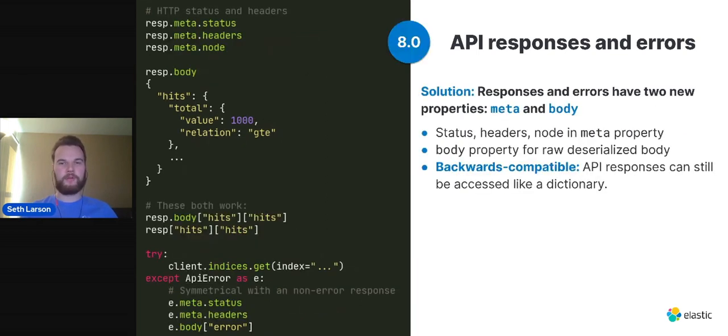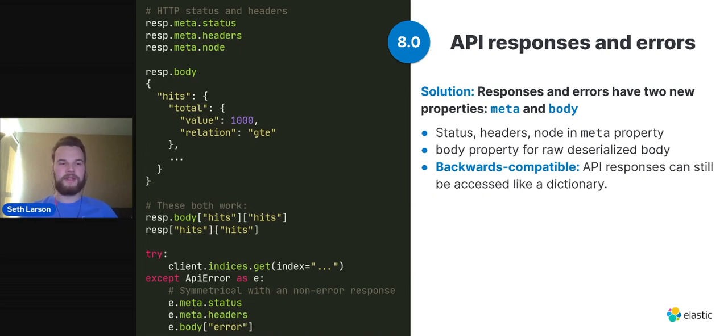And so with 8.0, we now have a much simpler way of accessing these values. So meta gets a status, headers, and the node that serviced the request. And then there's a body parameter, which is the raw deserialized body. And so this is completely backwards compatible. So if you access the response via the hits, as is used in the example there, it will instead access .body for you. So you don't have to change any of the code.